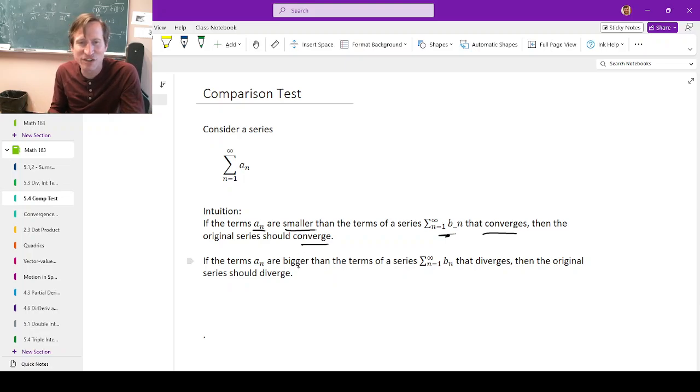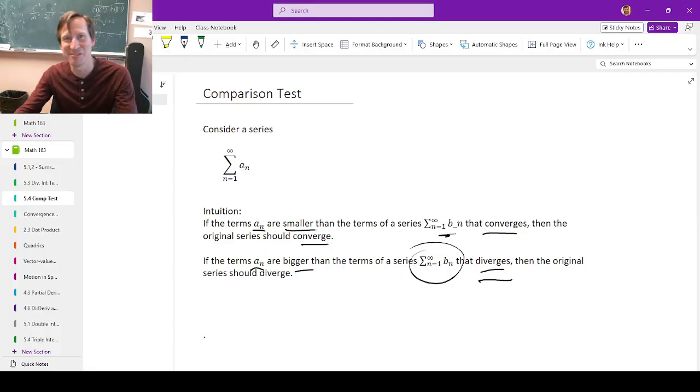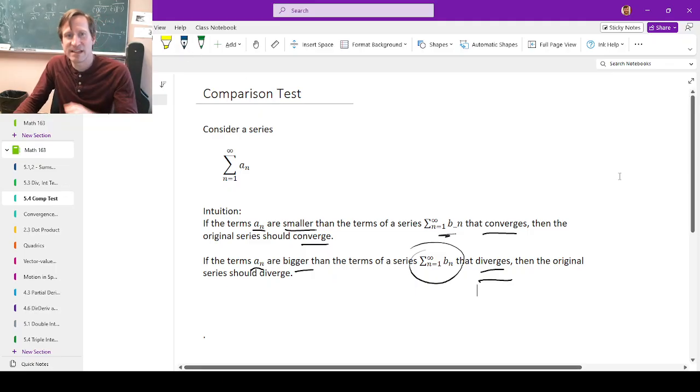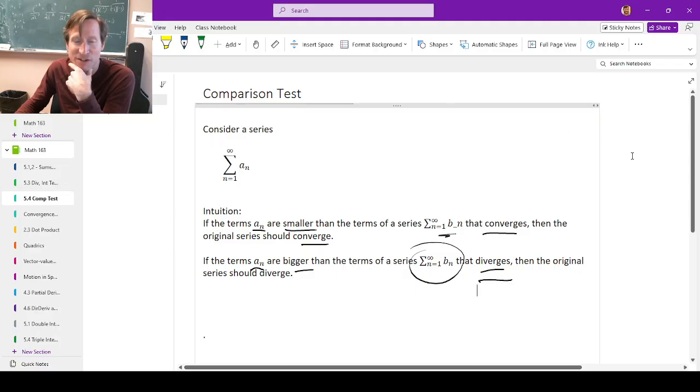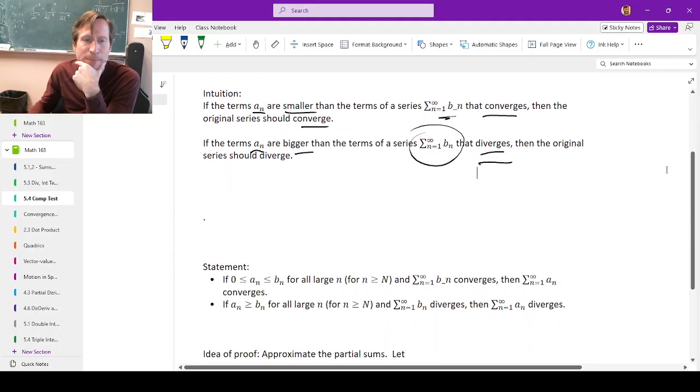And then vice versa, of course, if your series is bigger than a series that diverges, then when you add yours together, you're going to get something bigger than when you add all of the others together, but those add up to infinity, so you must add up to infinity, right? That's the idea. So let's state this test carefully. This is called the comparison test, okay?